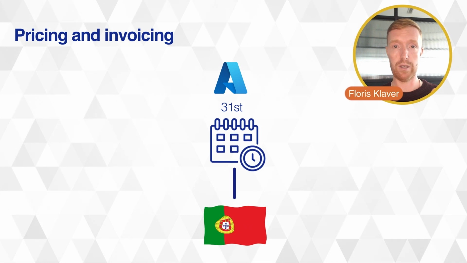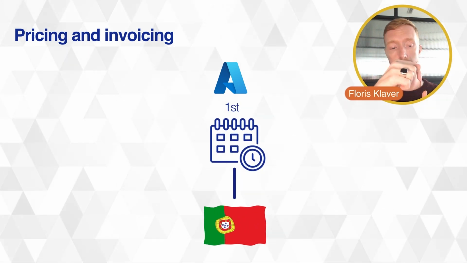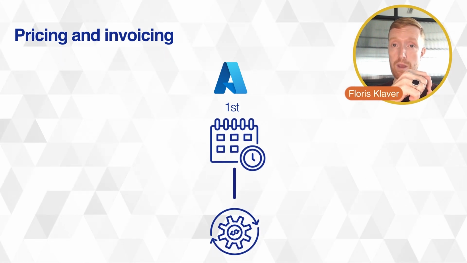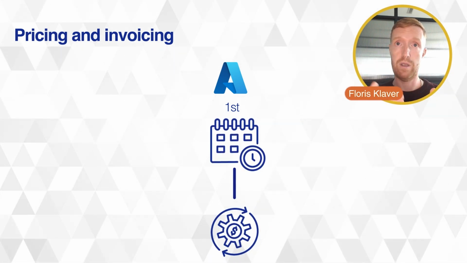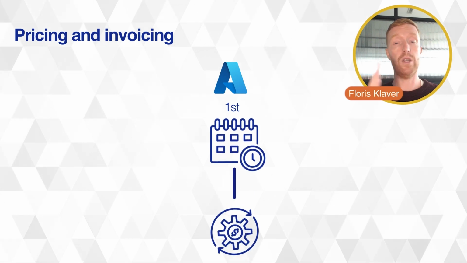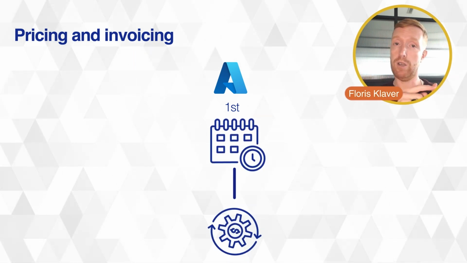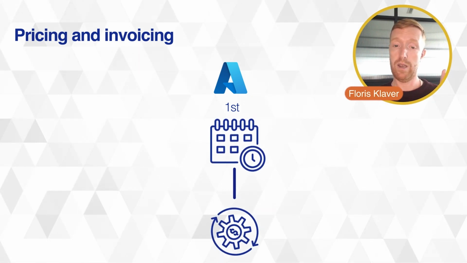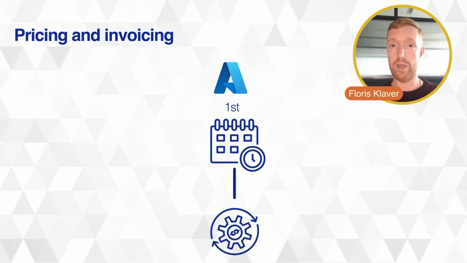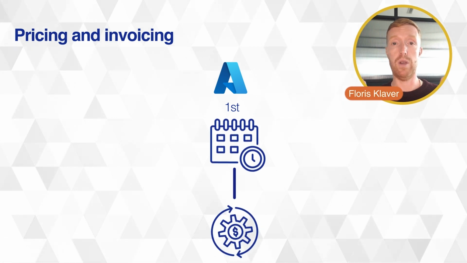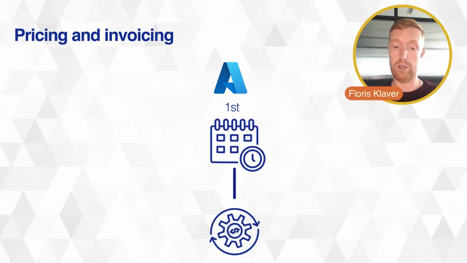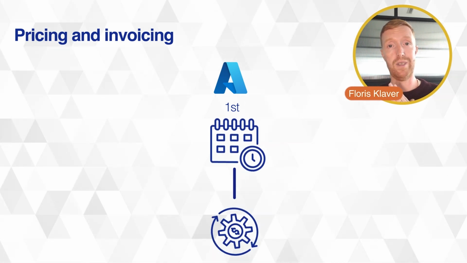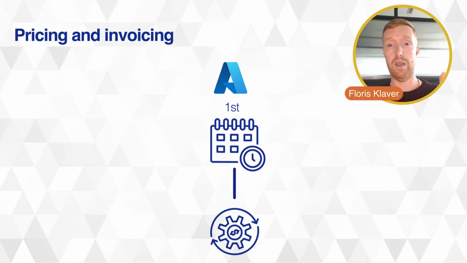What Microsoft does is look back to the first of the month. They would say, this was the exchange rate at the first of the month. So in order for you to have budget insights, we're not going to use the exchange rate at the end of the month. We're going to use the exchange rate at the first of the month. That's the rate we use for the entire month to bill you in your local currency, which is the euro in this case, and give you that invoice for your Azure services at the end of the month in that local currency.